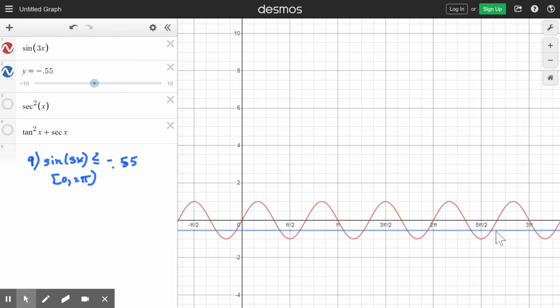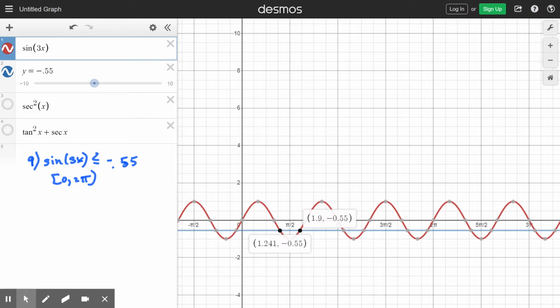Okay, now you'll notice that I have my Desmos graph set up, so it's in multiples of pi over 2, so that makes it really easy to solve. So I'm looking for where the red is below the blue. So from 0 to 2 pi, here we go, red is above the blue, and here, right here, it starts being below the blue all the way to here. Okay, so that's our first interval.